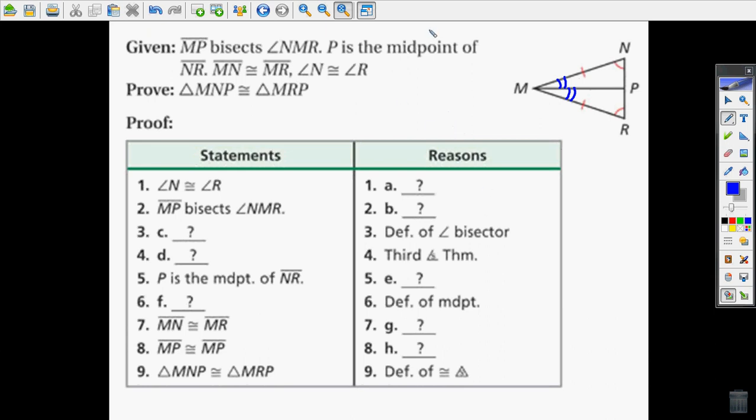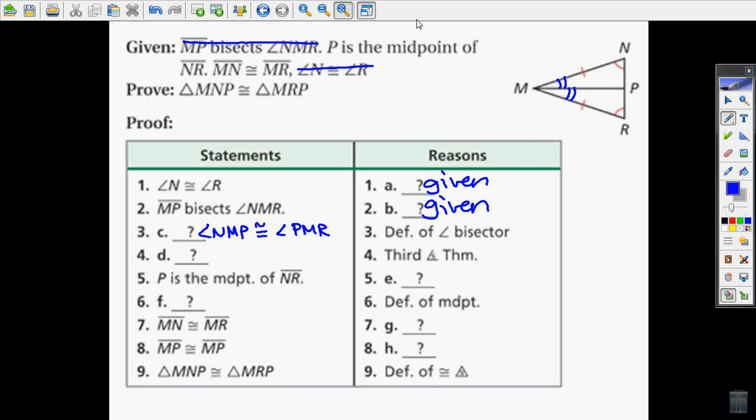So actually, let me back up. N is congruent to R. That's given. Okay. So now MP bisects NMR. That is also given. I like to mark off my givens so that I know that I've used them. So the definition of angle bisector is that angle NMP is congruent to angle PMR. And that is definition of angle bisector.